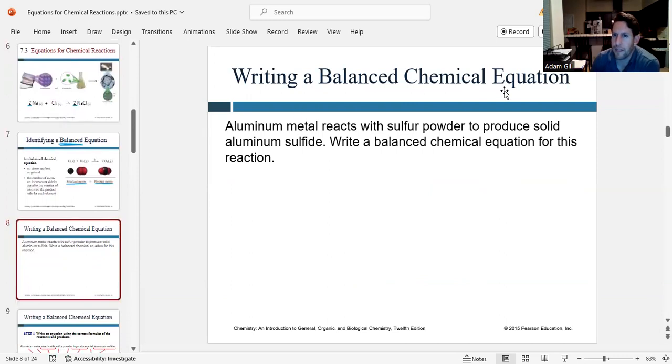So let's practice writing a balanced chemical equation from a sentence. Aluminum metal reacts with sulfur powder to produce solid aluminum sulfide. Write a balanced chemical equation for this reaction. Well, we're literally going to take the words of that sentence and convert them into symbols. So aluminum, what's the symbol for aluminum?